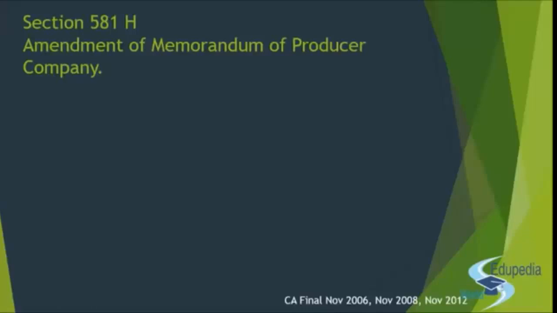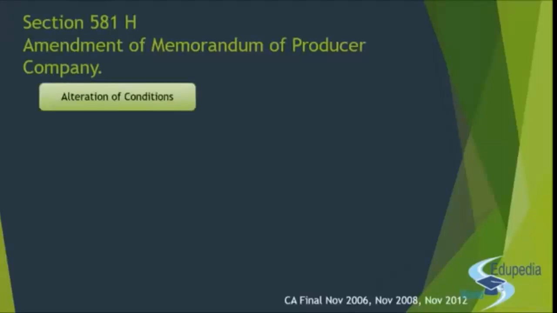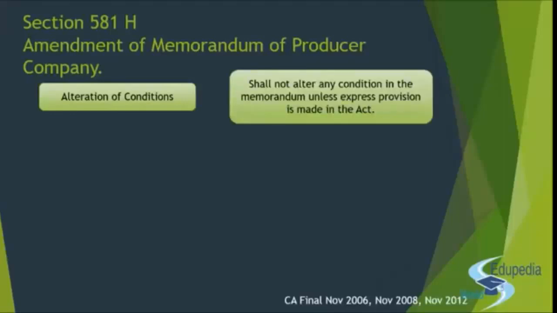So the first thing that we will see is the restriction in the alteration, right? So basically when we talk about the alteration of the conditions, it is not allowed, right? A producer company shall not alter the condition contained in the memorandum in general, right? But that can be done in the cases where it is expressly provided in the provision to make such alterations, right? Otherwise, unless and until there is an express provision in the section, you are not allowed to alter the conditions contained in the memorandum, right?